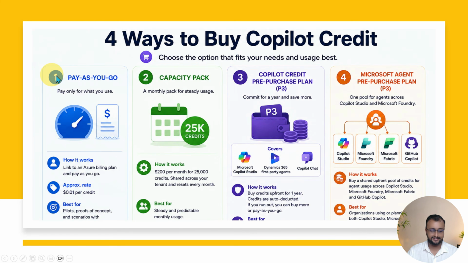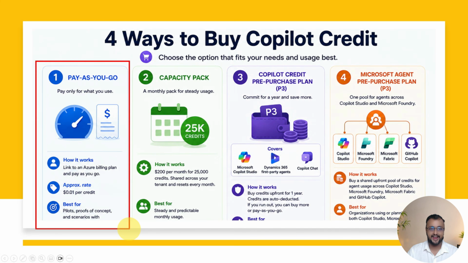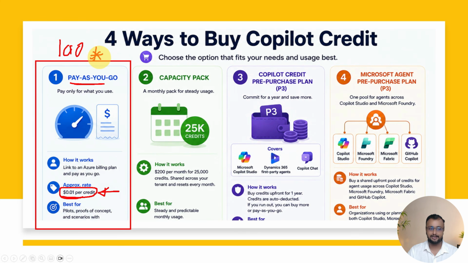Number one plan available to buy the credit pack is pay as you go. It's like a mobile postpaid connection, which means that once every month the bill is generated and you pay against your consumption. It is tied to your Azure subscription and the pricing is $0.01 per credit. So for example, if you are using 100 credits overall for your Copilot Studio, then 100 multiplied by $0.01 is whatever the cost is. That's something you need to pay, but it will be generated at the end of the month.